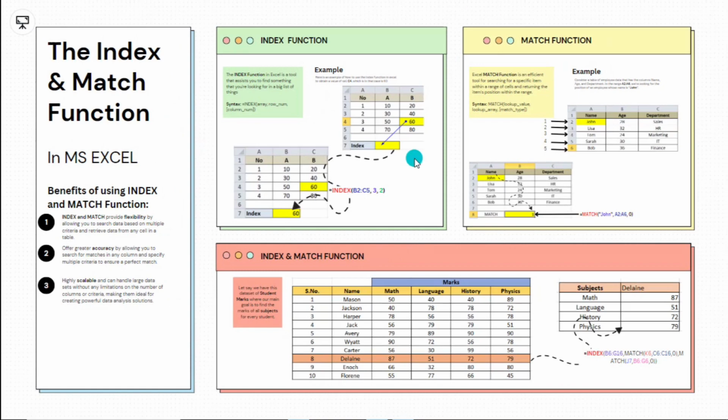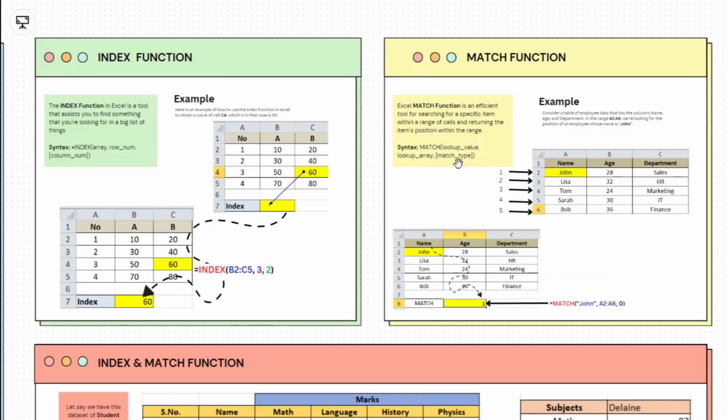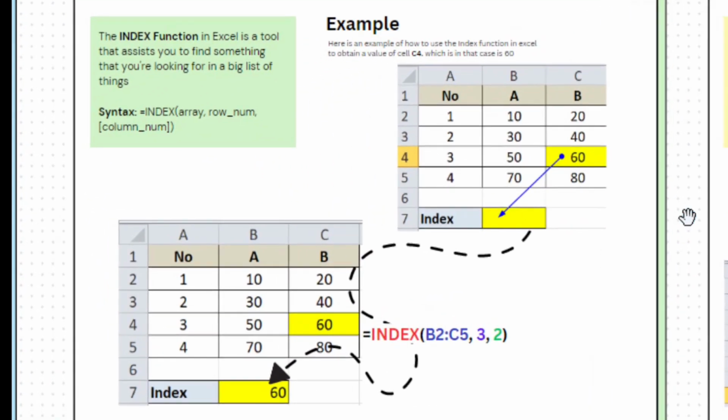Now let's have a look at index and match function. Now, the index function is a tool that assists you to find something that you're looking for in a big list of things. For example, let's have a look at this dataset. If we have to obtain the value of cell C4, which in that case is 60, we can easily do this by using index function.